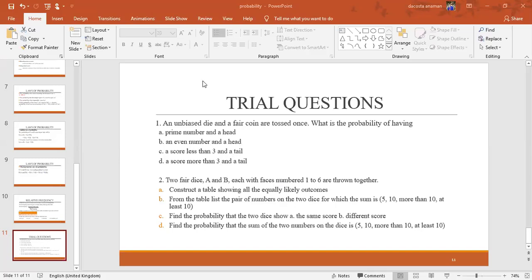Okay. So can someone help us get the sample for this event? Anybody, you can unmute yourself and tell me the sample of this event. That is if an unbiased die and a fair coin. Okay, for the unbiased die, we have 1, 2, 3, 4, 5, and 6. Then the fair coin is a head and tail.